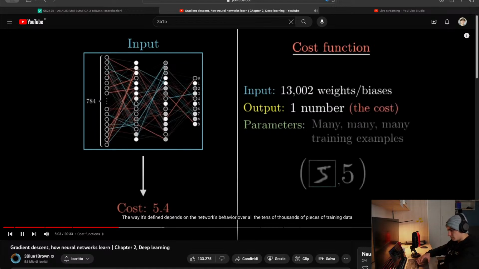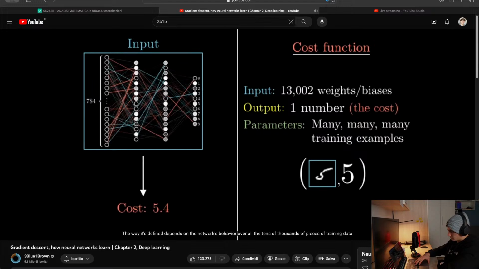And the way it's defined depends on the network's behavior over all the tens of thousands of pieces of training data.